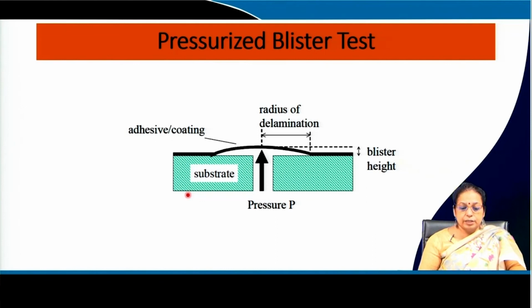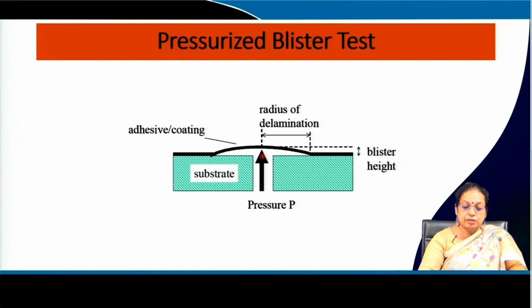So, there is another kind of test which is also applied for measurement of the bond strength, that is pressurized blister testing. Here, this is the coated substrate. From the back side of the substrate you can have a very thin delamination, or a micro crack formation, and you can go on applying either water or maybe air at a very high speed. So, you can see it as a pressurized blister.